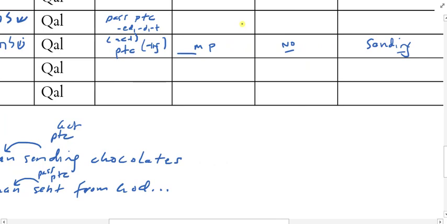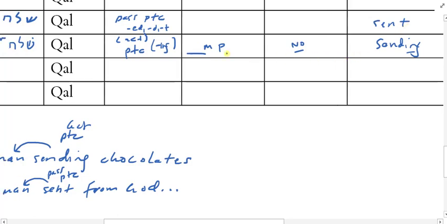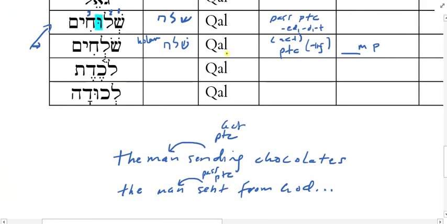Not sending, but what? That's right, sent. Okay, sent. Now, back to the end of it. I have shiluchim. I would normally have shaluch, but I've got a vocal shva here when I add the -im. Why did that happen?